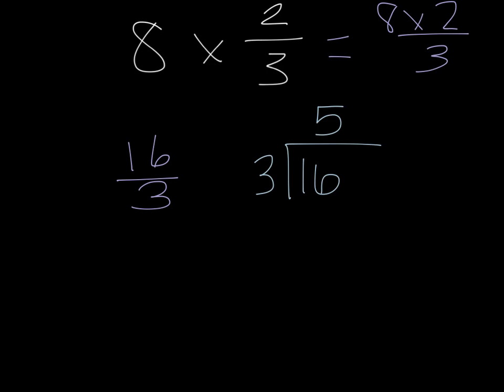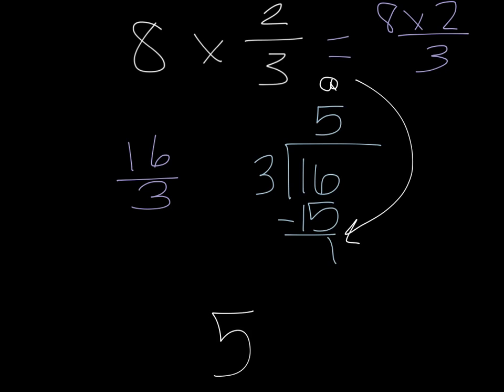3 can go into 16 5 times to get 15. I subtract to get 1, and now I'm going to go around the clock. So I start up at 5, I move around to 1, and up to 3. So I get 5 and 1/3.